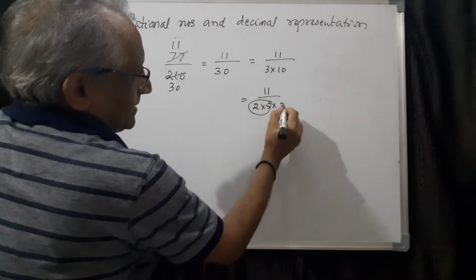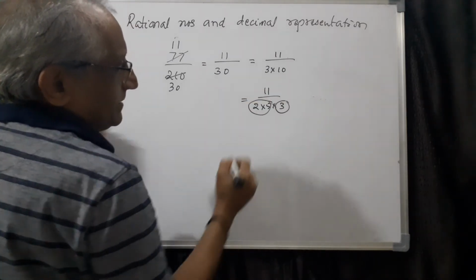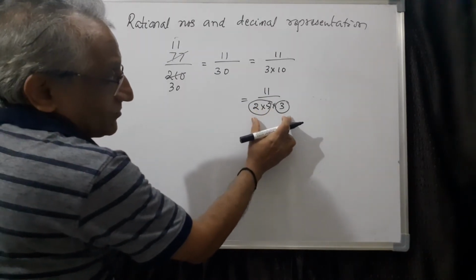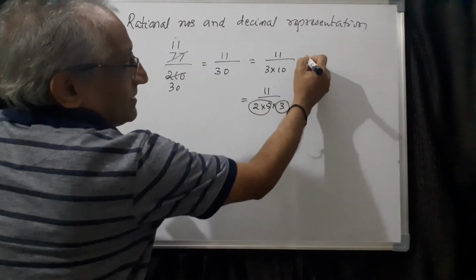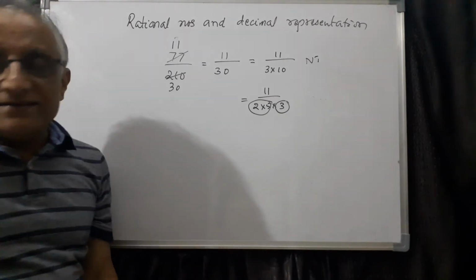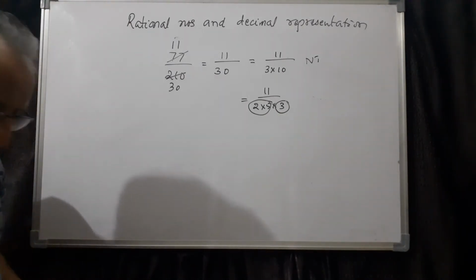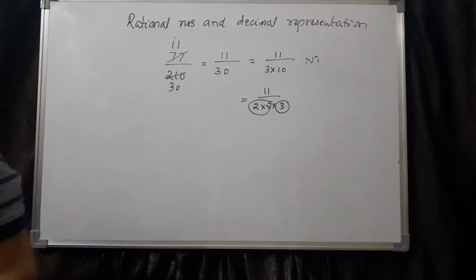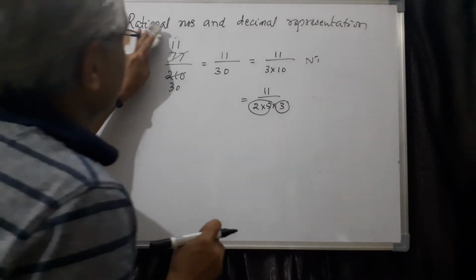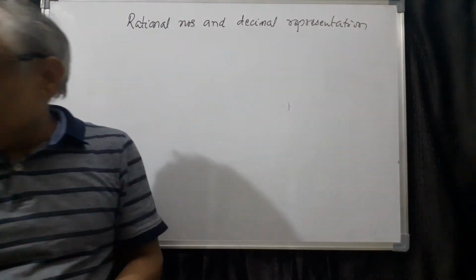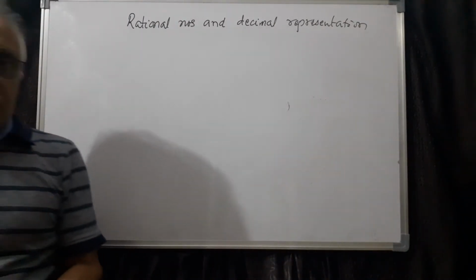But 2 into 5 is there, but this 3 is there, and 11 is not divisible by 3. So the denominator cannot be expressed only in terms of 2 and 5. So definitely it is a non-terminating decimal expression. I think this much example is sufficient to understand what is terminating and what is non-terminating. What is interesting is that without actually dividing, we can decide just by looking at the denominator.